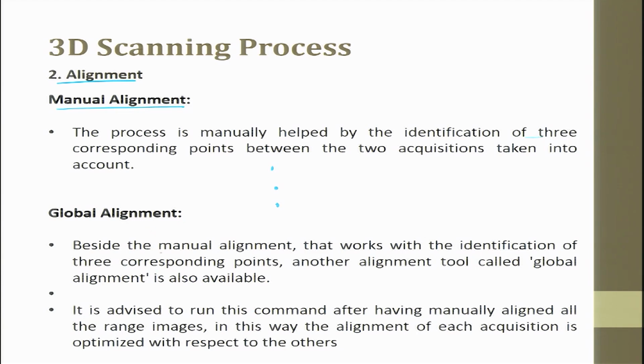Global alignment: besides the manual alignment that works with identification of three corresponding points, another alignment tool called global alignment is also available. It is advised to run this command after having manually aligned all the range images. In this way, the alignment of each acquisition is optimized with respect to the other. So, we will have a separate lab demonstration on this reverse engineering, where the concept of manual alignment and global alignment will be much clearer.